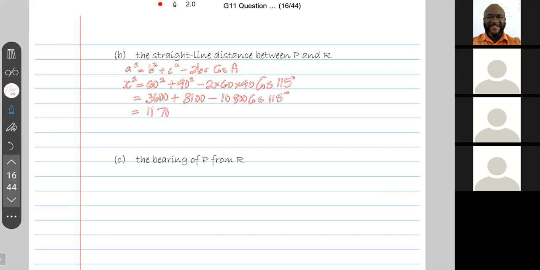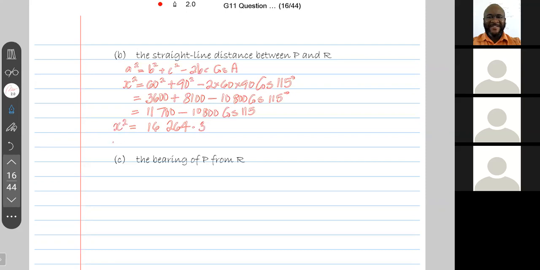So 3,600 plus 8,100 is 11,700, minus 10,800 cosine 115 degrees. So 11,700 minus 10,800 cosine 115, press equal, and what you get is 16,264.3. And that is x squared.